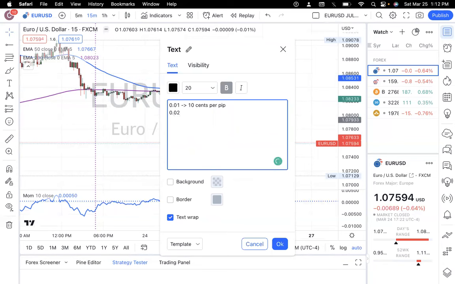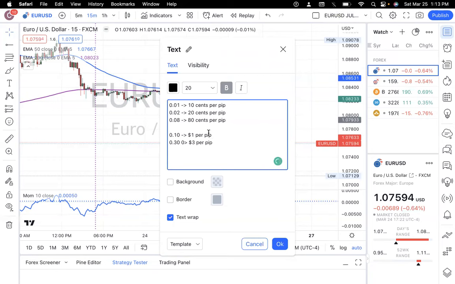Now, 0.02 is going to be equivalent to 20 cents per pip. And if we move it up a little bit, 0.08 is going to be equivalent to 80 cents per pip, right? And so on and so forth. Now, the next level is when we move into the dollars. So 0.10 is going to be equivalent to $1 per pip, right? 0.30 is going to be equivalent to $3 per pip.